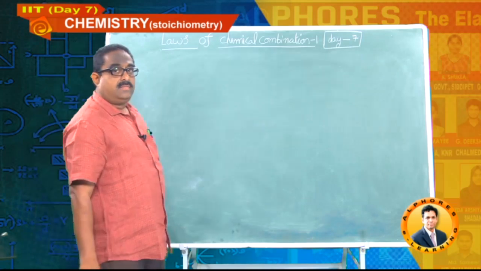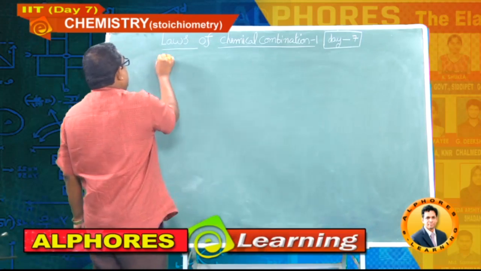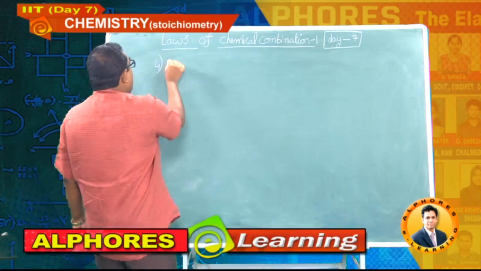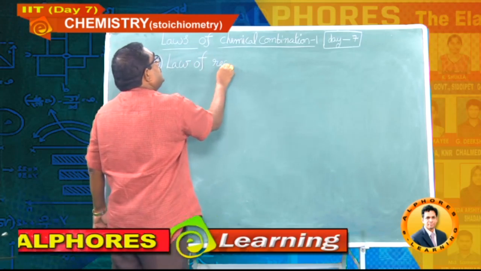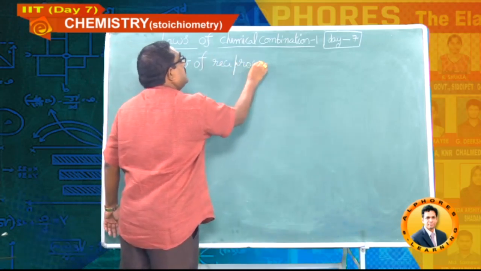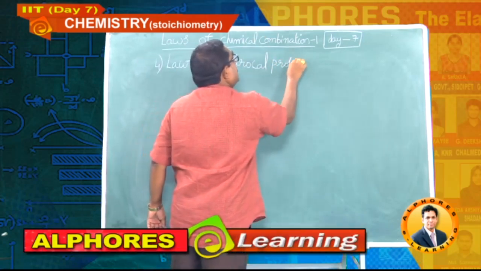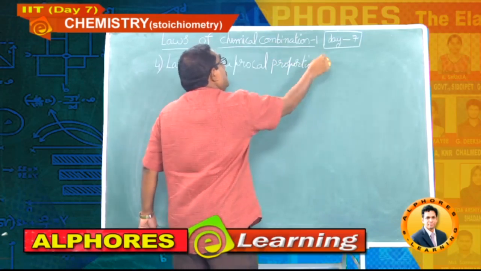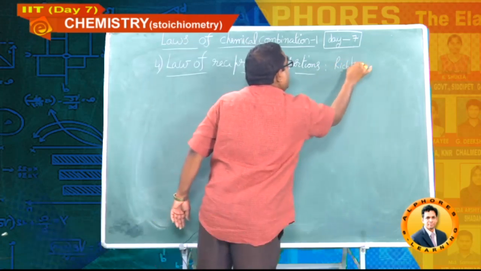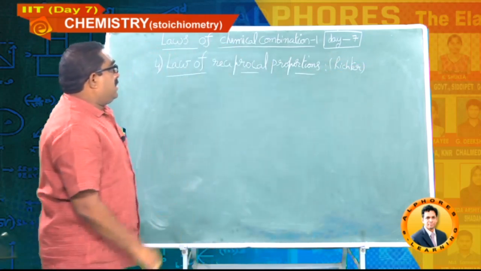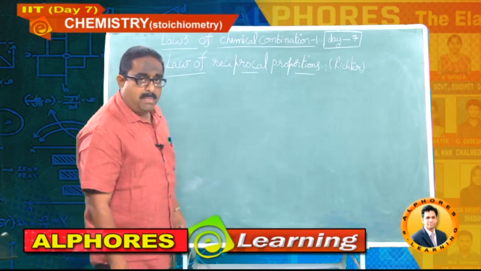Please write down, students. Now the next law, law of reciprocal proportions. Law of reciprocal proportions given by the scientist Richter. You can also write, instead of reciprocal, you can also write equivalent proportions.